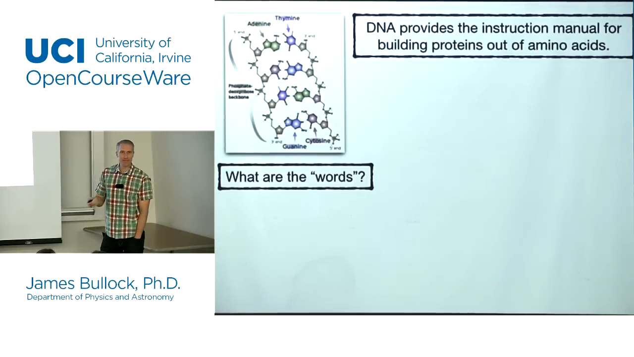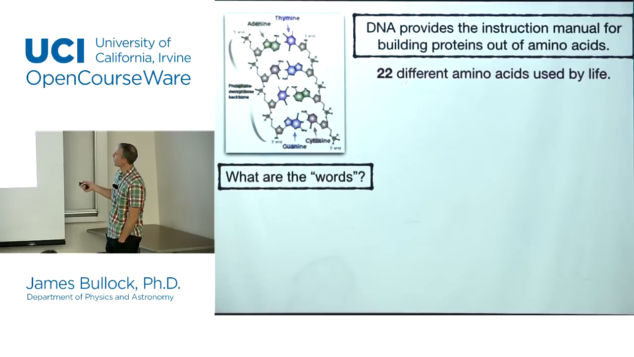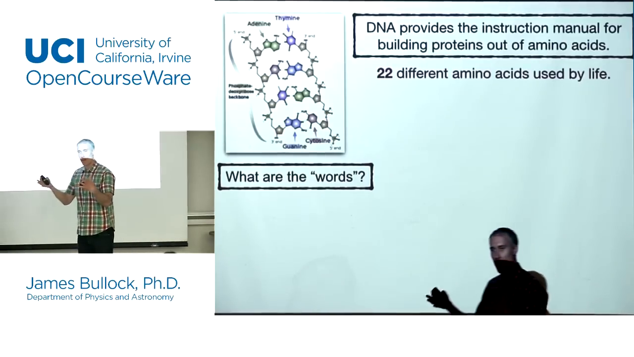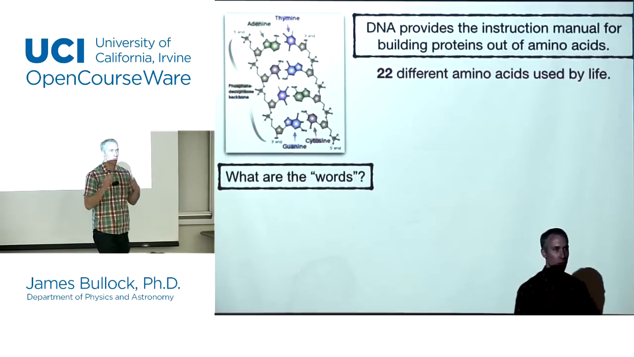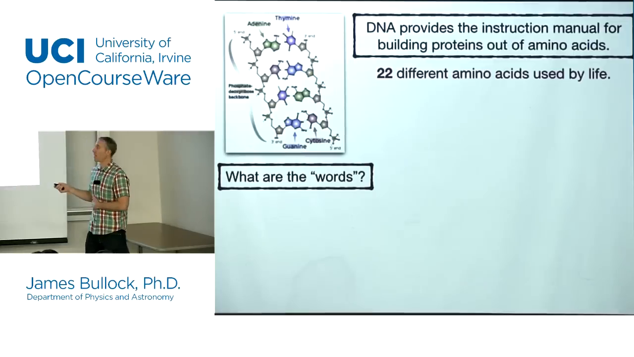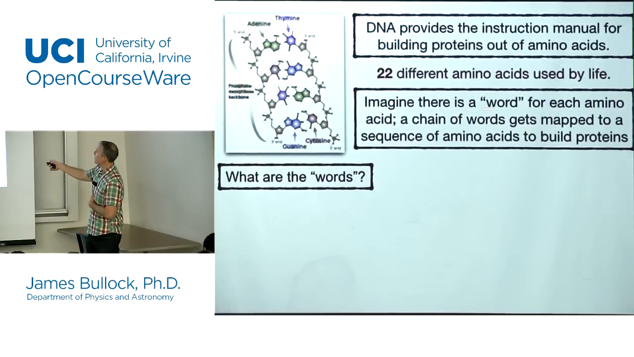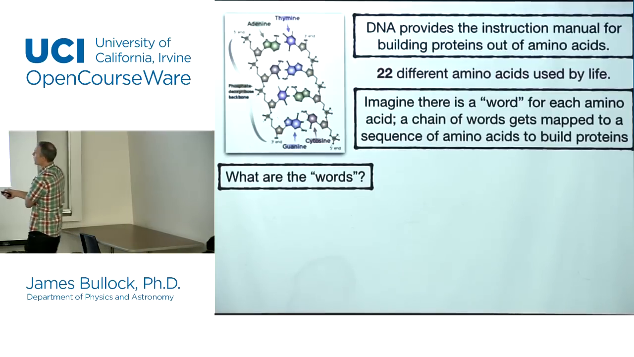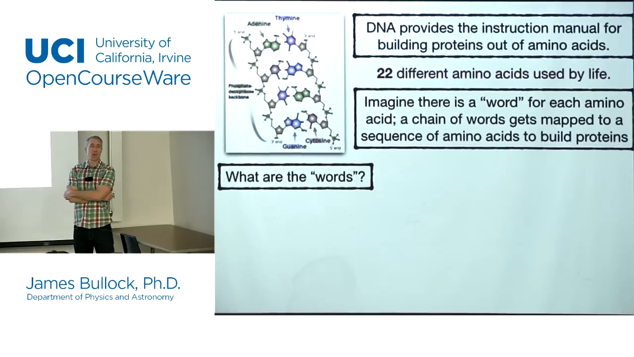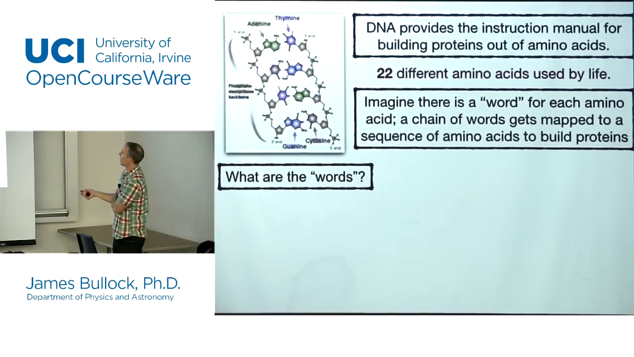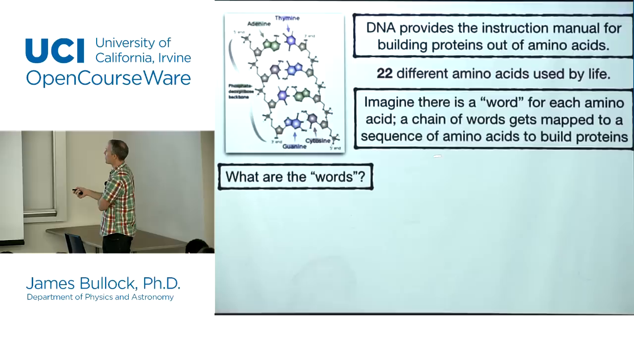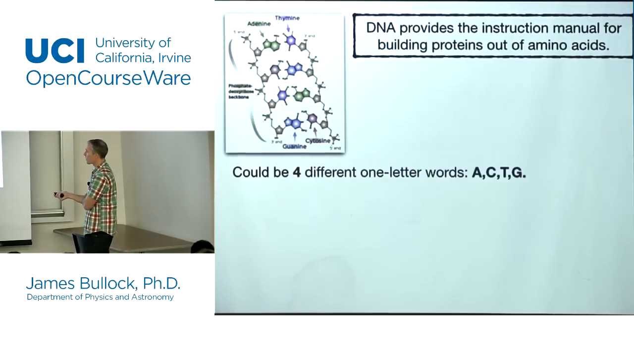There's another way to think about it, which is there are 22 different amino acids that are used by life. So you can take a look at the amino acids that life uses to sort of build its structure, to make it go. And effectively what the DNA does is it wants to code for these amino acids. Okay? So imagine that there's a word for each amino acid. And each of these base pairs represents a letter in that word. Okay? A chain of words gets mapped to a sequence of amino acids to build proteins. That's basically how it works.